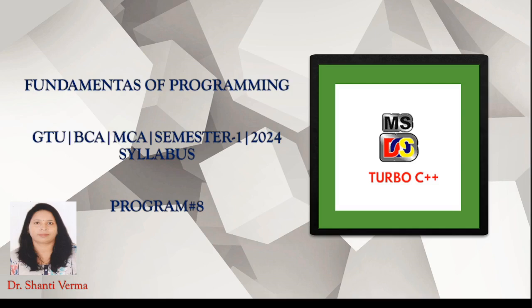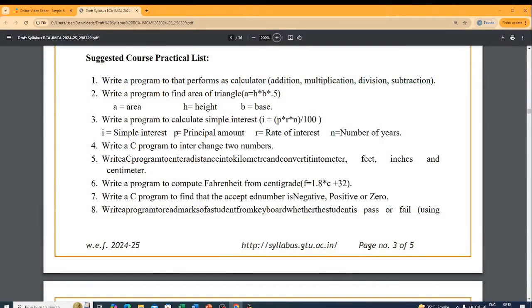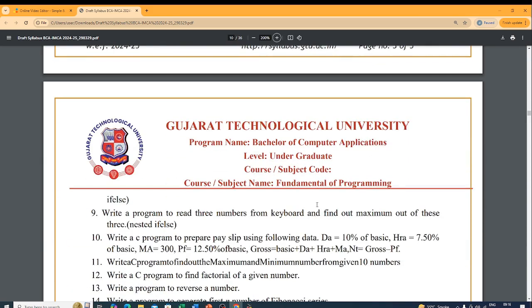In this lecture, I am going to discuss the program number 8 mentioned in the GTU program list. So let's look at program number 8. In this program, you have to take marks of the student from the user, and you have to check whether the student is fail or pass using an if-else statement. Okay, so let's begin this code.